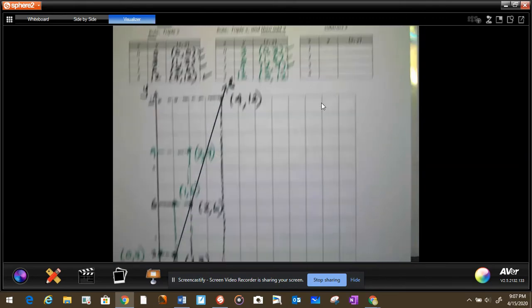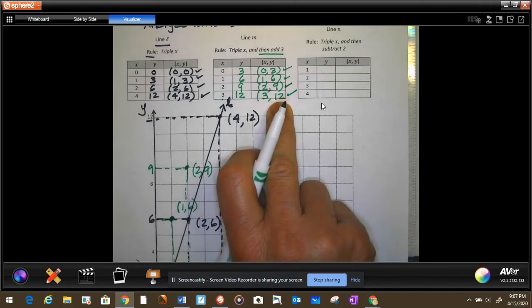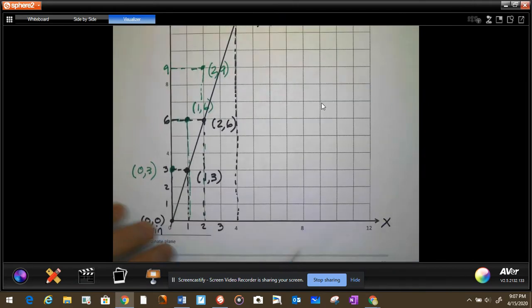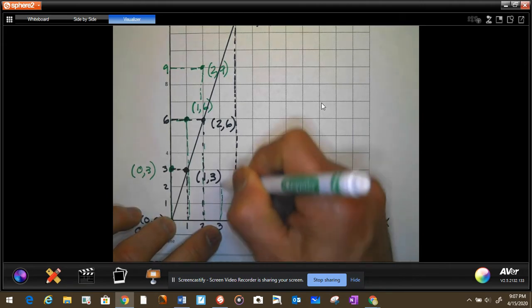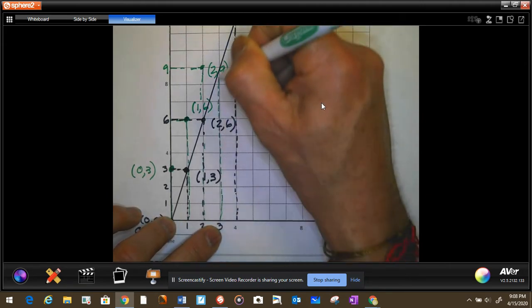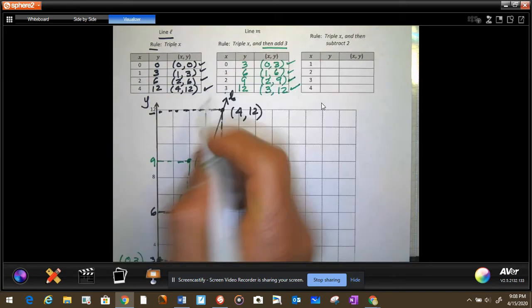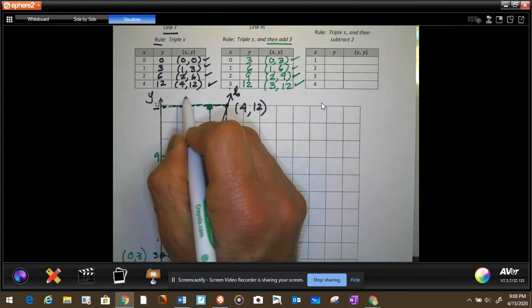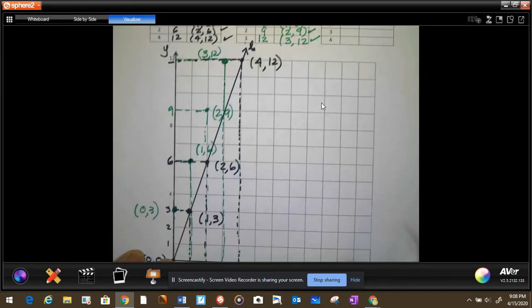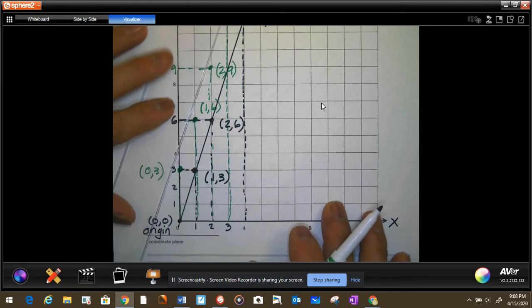Our last point on this line M is going to be 3 as x and 12 as y. So we're going to run to 3 and jump to 12. Let's see, where's 12? Well, 12 is all the way up here. See, there's 12 again. So here is the point, and we're going to label it (3, 12), a point on the line. Now we're going to connect the dots and look at what happened to the line.